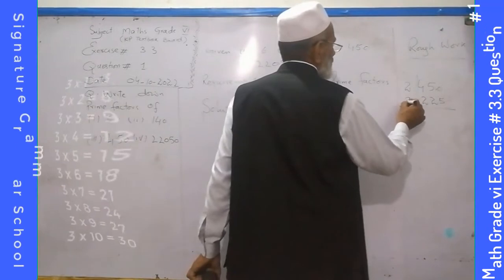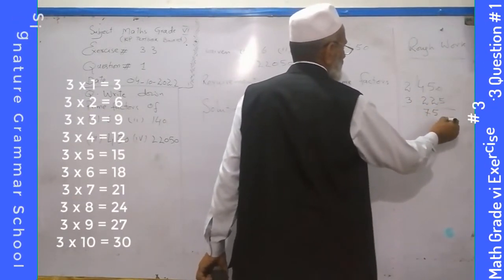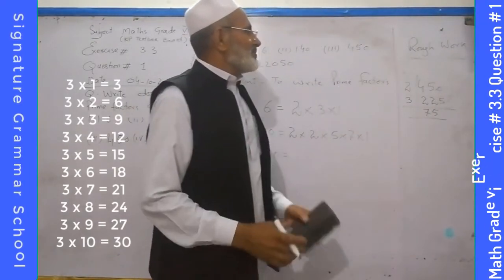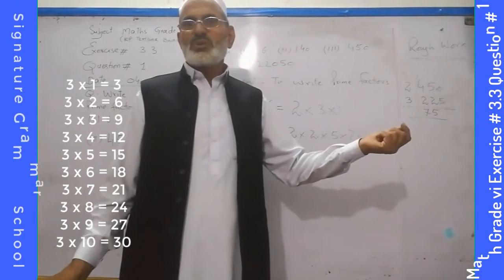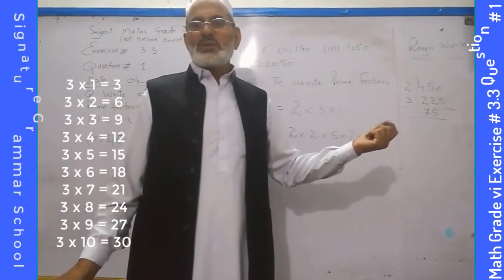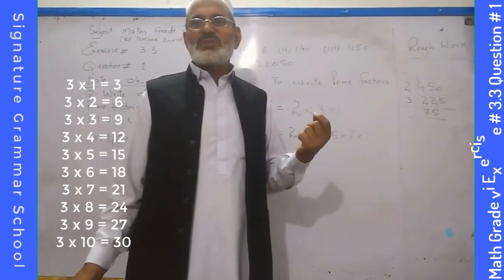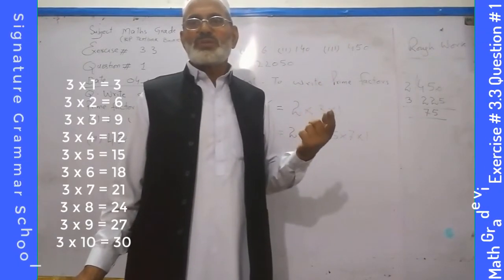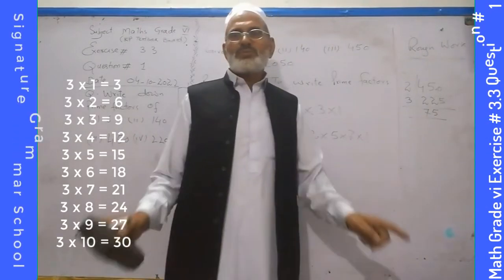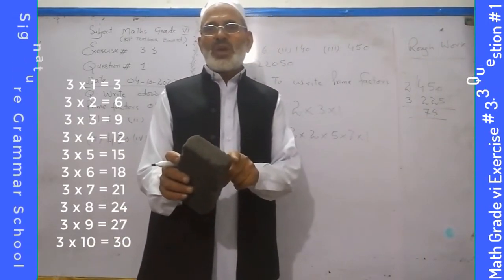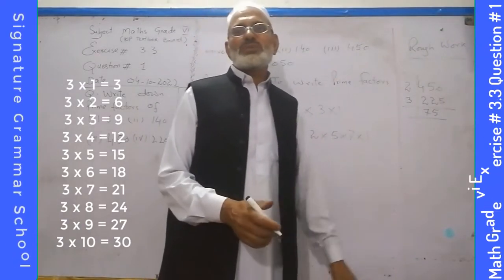Now, 3 7s are 21. Here is 15. 3 5s are 15. 75. Because here is 5 at the unit place, it's clear that this value is divisible by 5. But let me see whether this value is divisible by 3 as well. If I take the sum total, here is 7 and 5. If you add these two values, it becomes 12. And 12 comes in the table of 3. Therefore, this value is also divisible by 3.